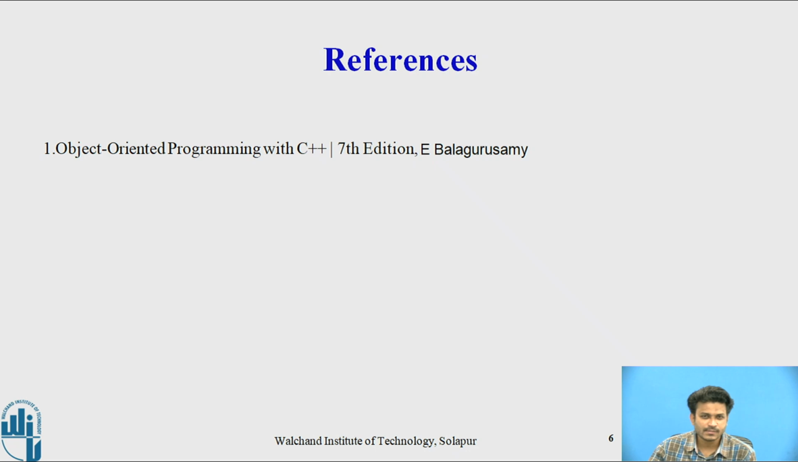Now references: Object Oriented Programming with C++. We have referred to the 7th edition by E. Balagurusamy. This is one of the best books we can refer.